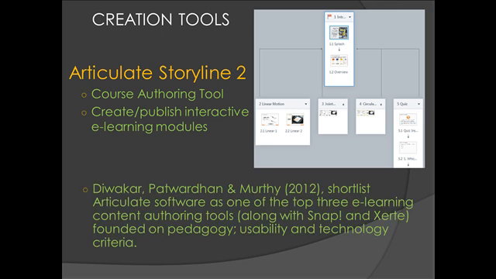Research literature and professional publications support the selection of this software as the primary development tool. Dwakar, Podwarden, and Murthy shortlist Articulate software as one of the top 3 e-learning content authoring tools, founded on pedagogy, usability, and technology criteria. From a professional perspective, Articulate Storyline 2 is the preferred content authoring tool of the e-learning development department at Durham College.